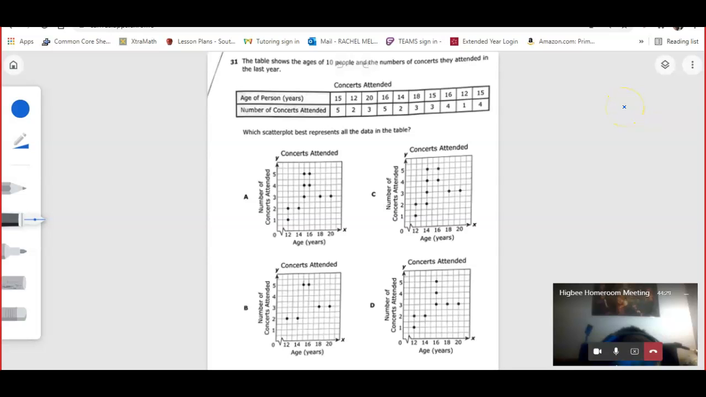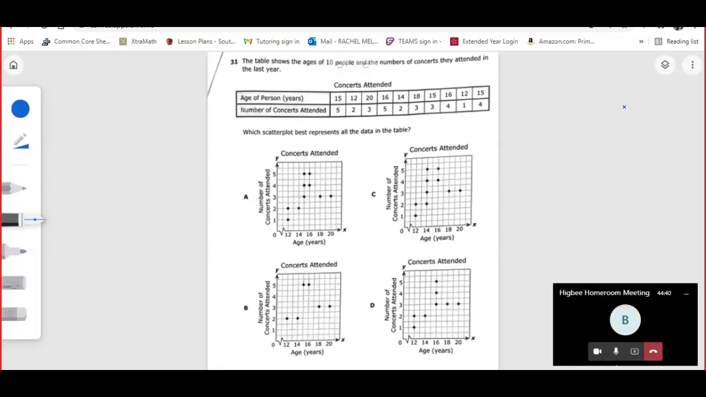All right, who would like to read that problem for us? Brandon, go ahead. The table shows the ages of 10 people and the numbers of concerts they attended in the last year. Which scatterplot best represents all the data in the table?